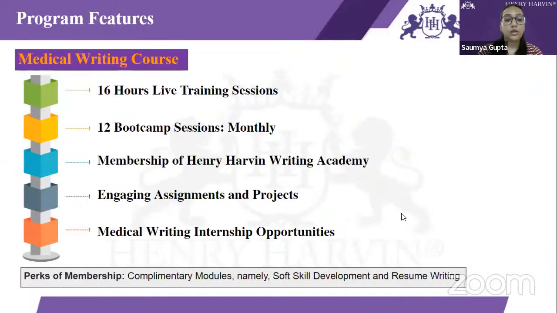So what are the program features? First of all, the program consists of live training sessions. You'll have 16 hours of live training sessions, and 12 bootcamp sessions, which will be joined monthly. You'll get the membership of Henry Harvin Writing Academy. You will be involved in writing engaging projects and assignments, and they will be evaluated. You will also get an internship opportunity with Henry Harvin. Along with this, there are certain complementary modules provided to you, like soft skill development and resume writing.